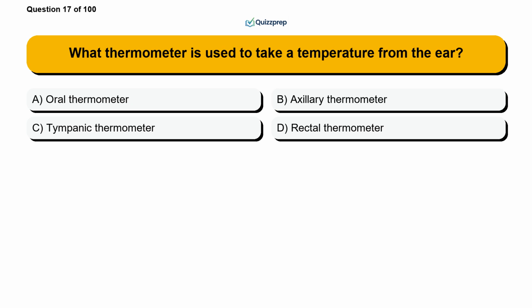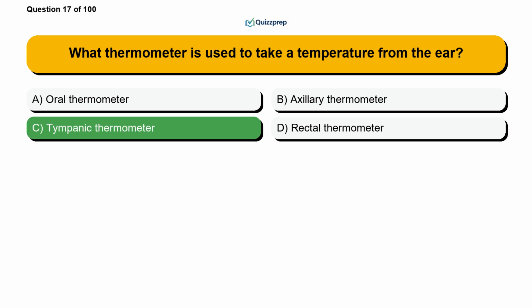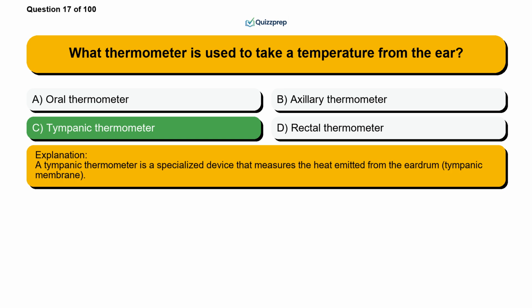Question 17. What thermometer is used to take a temperature from the ear? Option A, oral thermometer. Option B, axillary thermometer. Option C, tympanic thermometer. Option D, rectal thermometer. The correct answer is option C, tympanic thermometer. A tympanic thermometer is a specialized device that measures the heat emitted from the eardrum, the tympanic membrane.